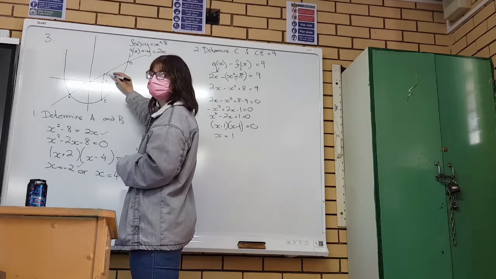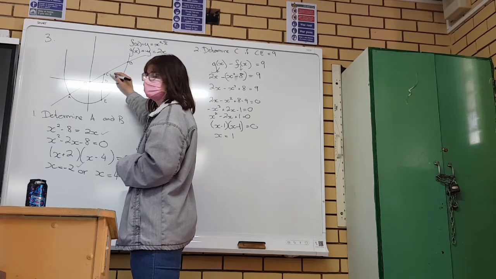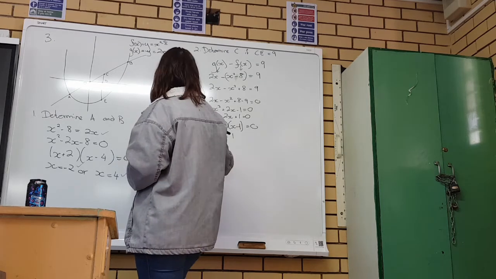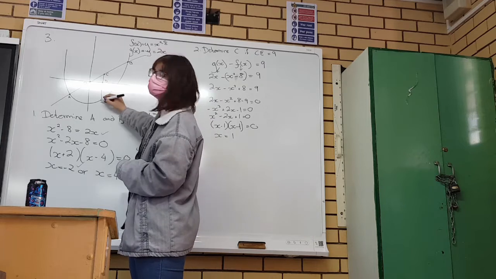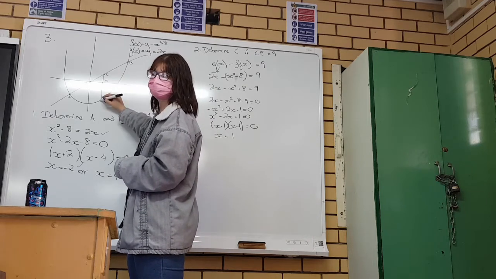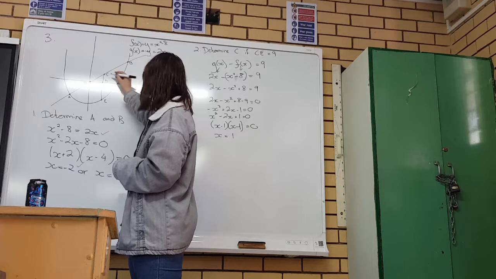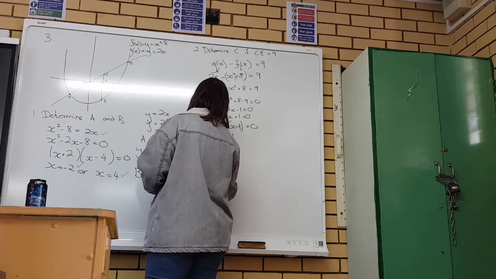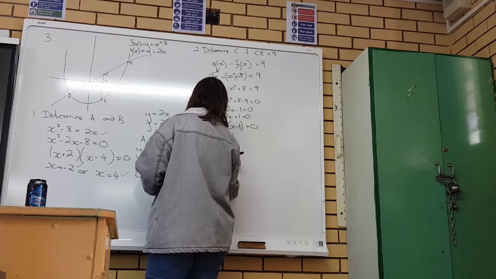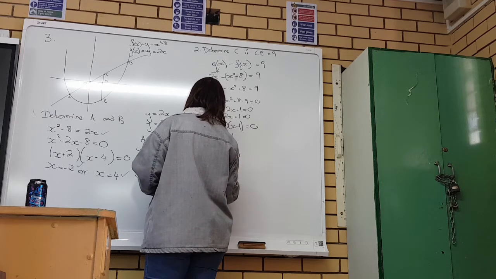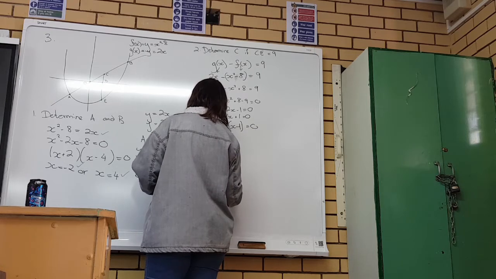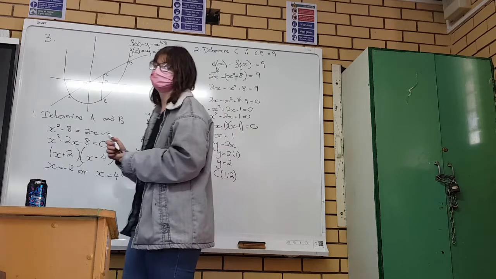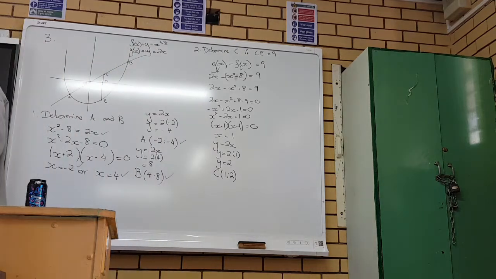Right, so what's the coordinates of C? Okay? And obviously my x value is going to be the same because this is a straight line. Both of these graphs have the same x value. So I want my coordinates of C. So now I'll say y is equal to 2x. I'll plug in 1. y is equal to 2 times 1. y is equal to 2. So my coordinates of C are 1 and 2. Okay. Write it down, I'll go through it again.